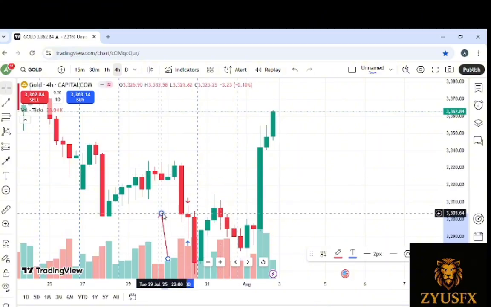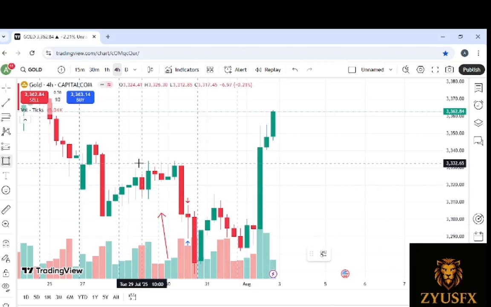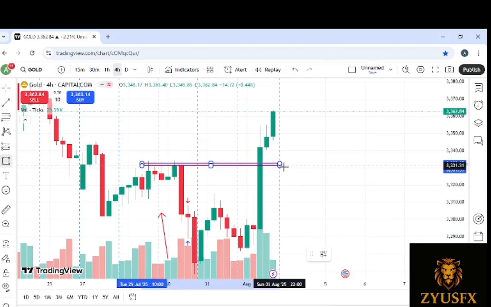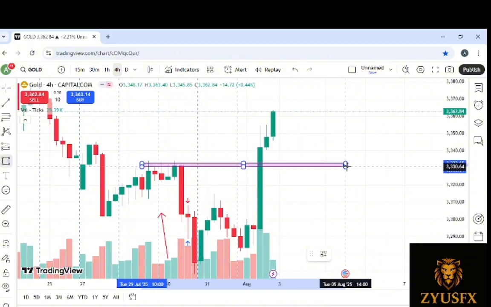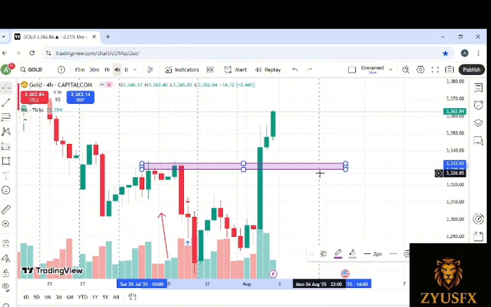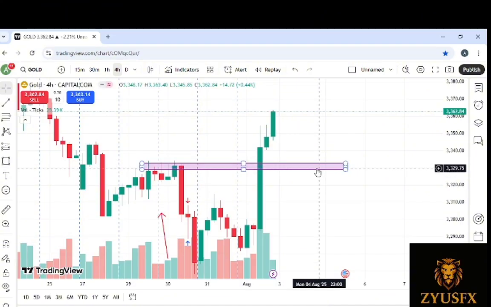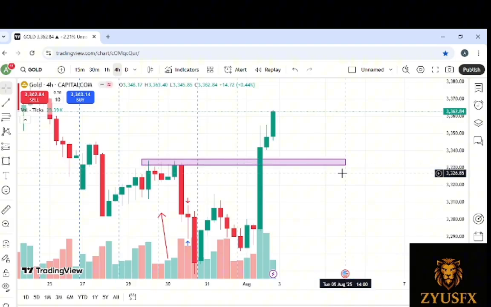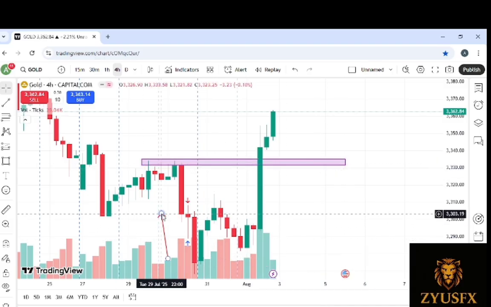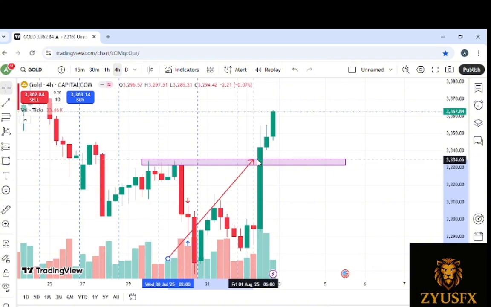So let's draw out the key level. We'll start by drawing out the last level that was broken, which was this level here. Price broke above that level. We expected an immediate retest, but we will not get that. But this was the last level that was broken.